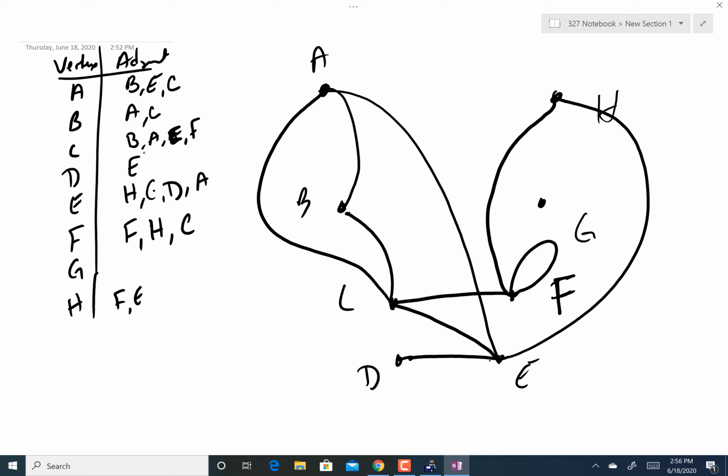H goes to... Oh, no. So F goes to F. F goes to H. F goes to C. Yep. And then A, F. Yep, that's right. So you may have drawn that out differently than me.